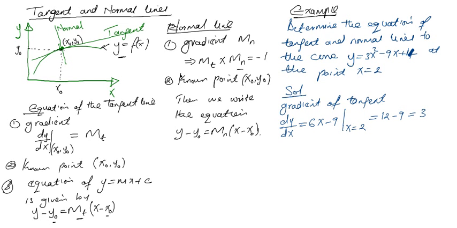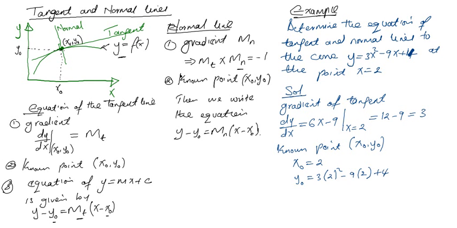Now point number 2 is a known point. Do we have the known point x naught, y naught? This is what we are looking for. The only thing that we know is that x naught is 2. What about y naught? If we want y naught, we have to substitute x in the y. So y naught should be equal to 3 times 2 squared minus 9 times 2, then you add 4.